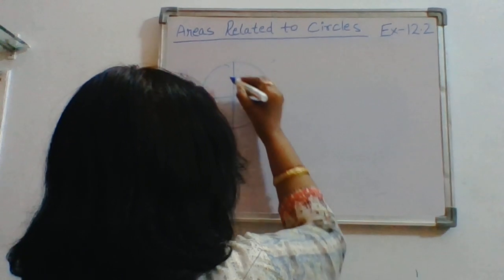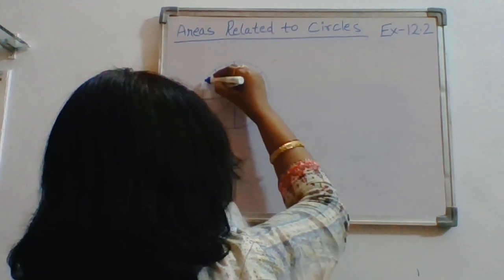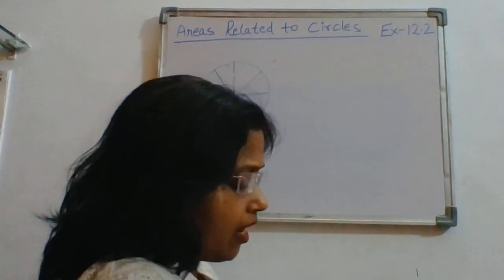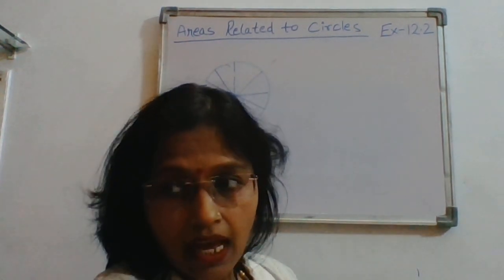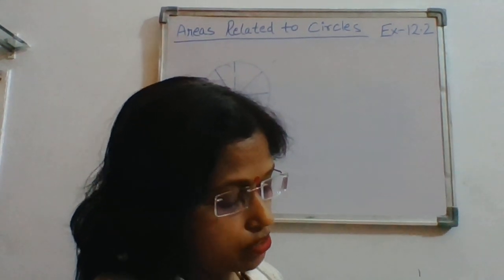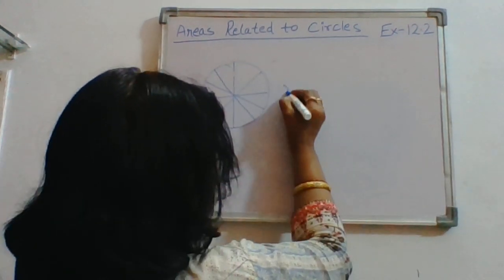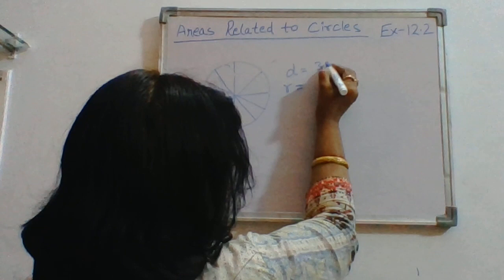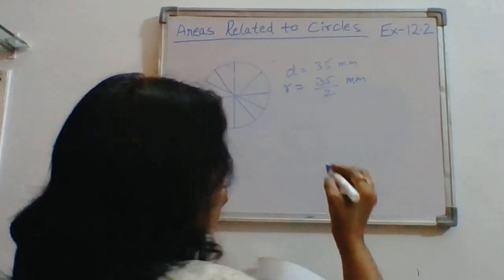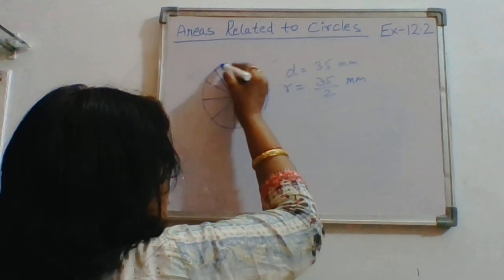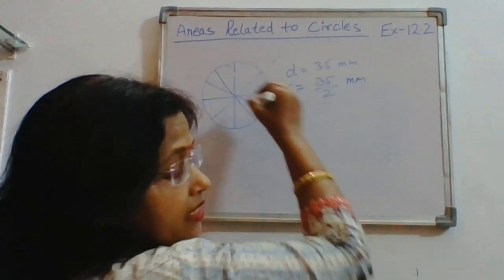5 diameters, 1, 2, 3, 4 and 5. 5 diameters are there. So silver wire is used in all these 5 diameters and towards the circle also, right? And diameter is 35. So what will be its radius? Diameter is 35 mm. Radius is 35 by 2 mm. So the length of the wire will be equal to the circumference of the circle because the wire is used to form the circle, and then plus 5 diameters.